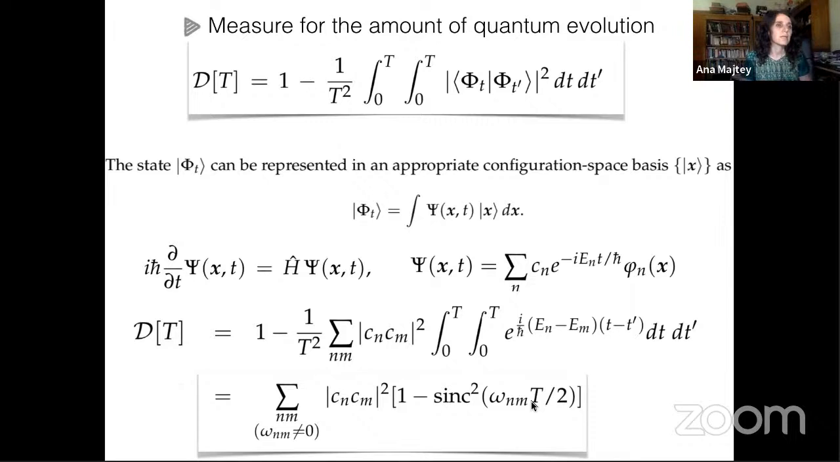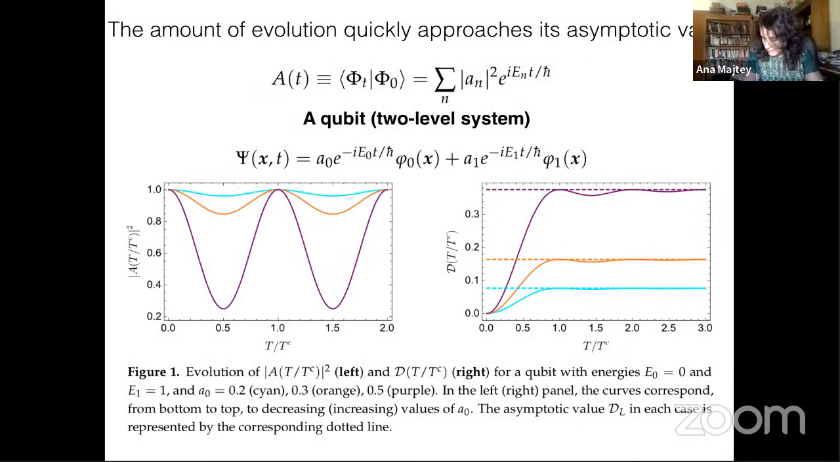So we can define an asymptotic limit for this measure, which is the limit of this measure when capital T goes to infinity. We call this asymptotic value D_L, and we can prove that this measure is always less than or equal to its asymptotic value. And I will show you now some illustrative examples, because it's easier.